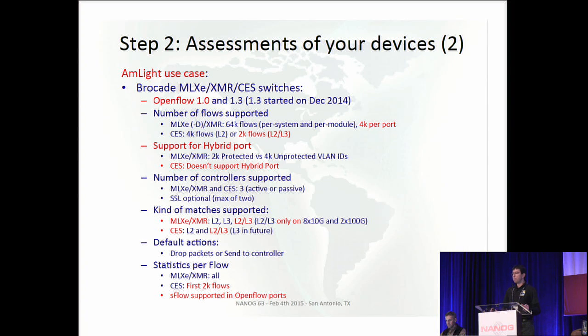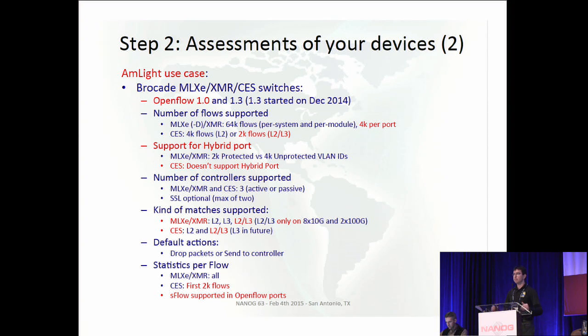The support for hybrid port, as I said before, is very important, but we realized one of our switches did not support this. And we had to work around to get a solution for the incremental deployment. I'm going to talk a little bit more later. So you need to understand the number of controllers available, the kind of matches that your device supports. For example, you want to do everything based on layer 2. Most switches support layer 2 matches. But if you want to do something like layer 2 and layer 3, you need to make sure that not just the switch and the software support it, but you also have to be sure that all the line cards you have in your device support it.